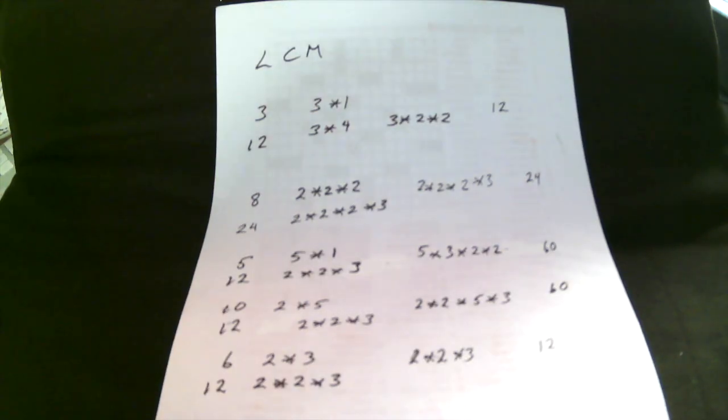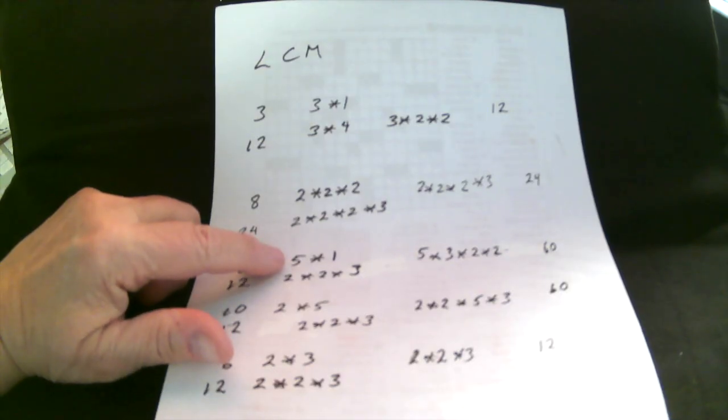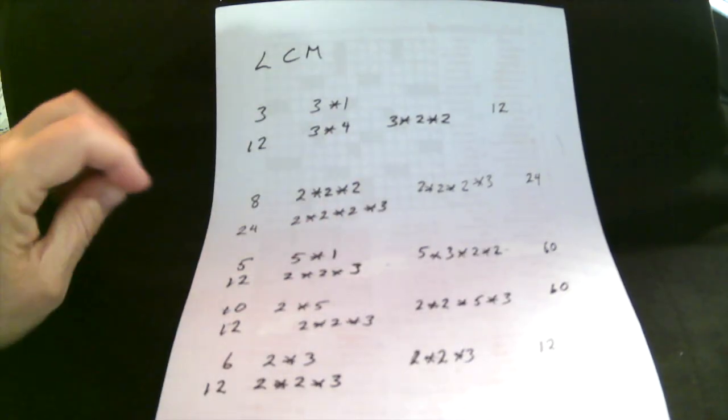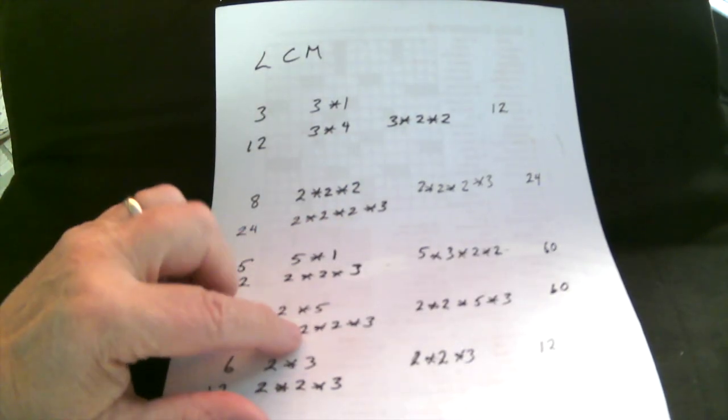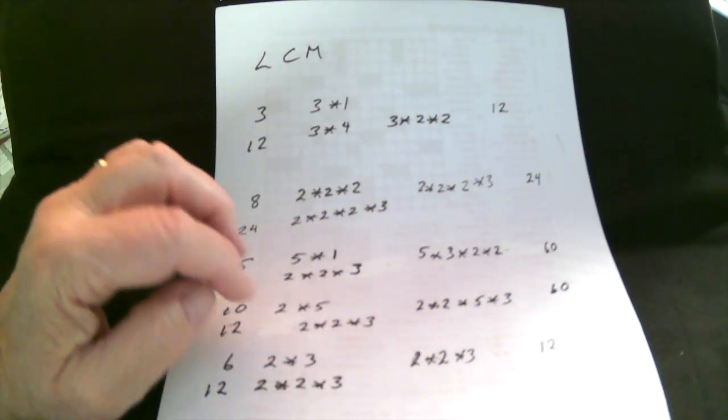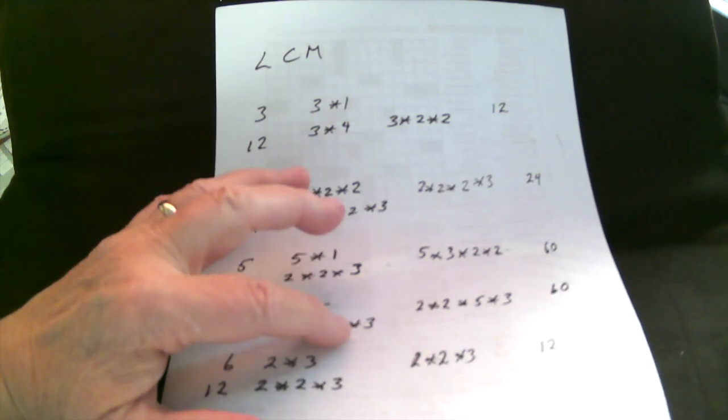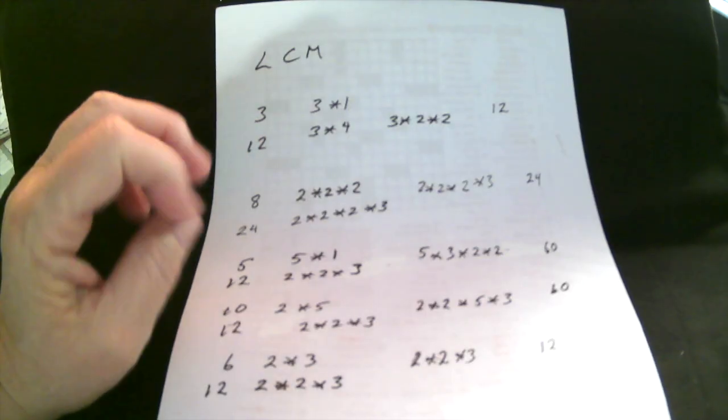If the factor shows up in both, then you only need to find out how many you need. In this one, 2 didn't show up in both, 5 didn't show up in both, and 3 didn't show up in both. So I needed to use both 2s, the 5 and the 3. In this one, 2 showed up in both, but this one had two 2s, which couldn't be covered with just one of them, so we had to use both. 3 we needed, 5 we needed, so that got us 60. In this one, 2 showed up in both, but we needed two 2s to cover this one. The 3 showed up in both, so we only needed one of those, and 2 times 2 times 3 is 12.